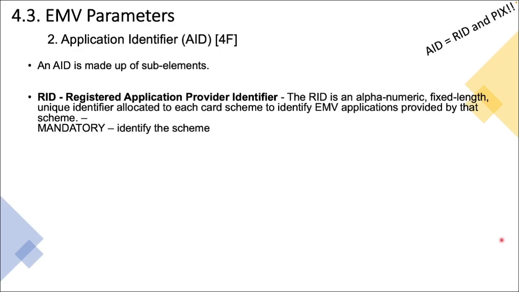An AID is made up of two mandatory or two compulsory components. It's made up of something called a RID and something called a PIX. So a RID plus a PIX gives you a standard AID. So let's talk about the first component, which is called the RID, which is Registered Application Provider Identifier. The RID is an alphanumeric, fixed length, unique identifier allocated to each card scheme to identify EMV applications provided by the scheme. Okay. In a nutshell, when constructing the AID, the RID is mandatory, and the purpose of the RID is to identify under which scheme standard this application falls, right?